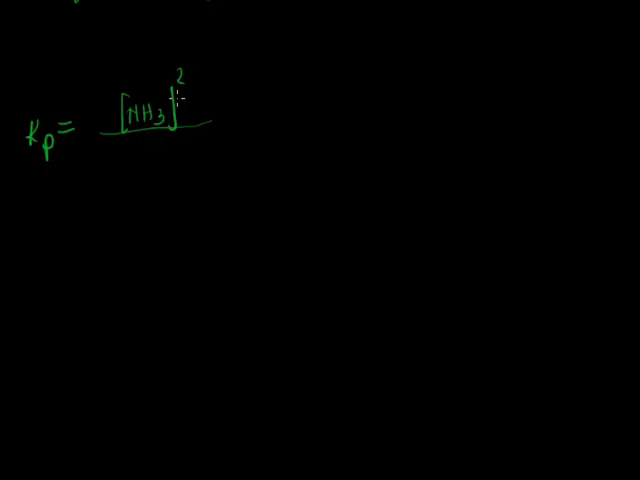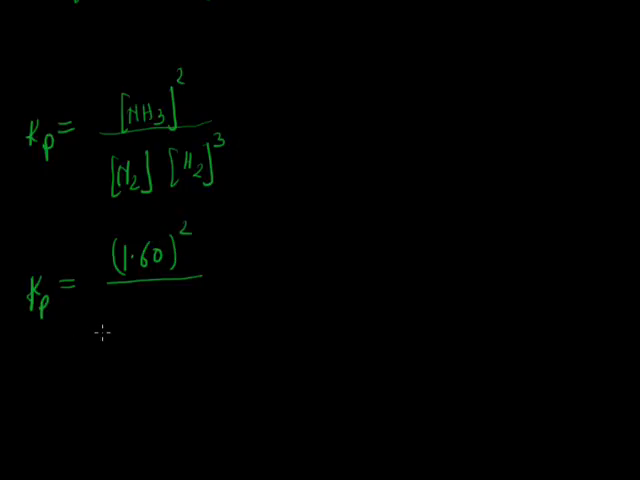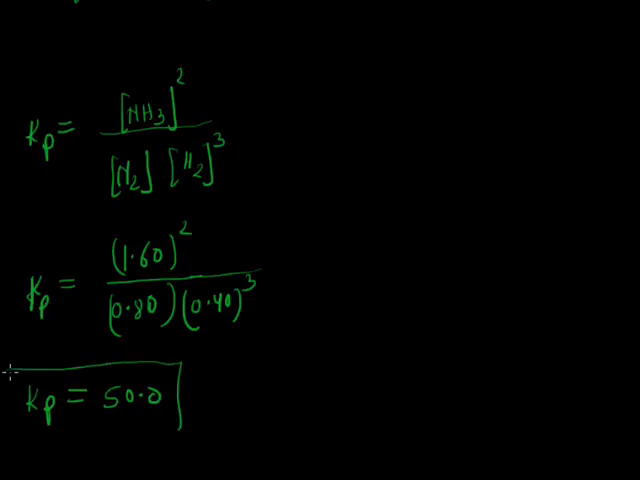Now putting all the values in the equilibrium expression, Kp equals PNH3 squared, since the coefficient of NH3 is 2, upon PN2, which has no coefficient, and PH2 cubed, since the coefficient is 3. Now Kp equals 1.60 squared upon 0.80 into 0.40 cubed. Solving this, we get the answer 50. So the equilibrium constant for this reaction is 50.